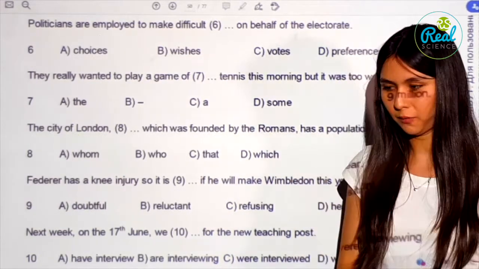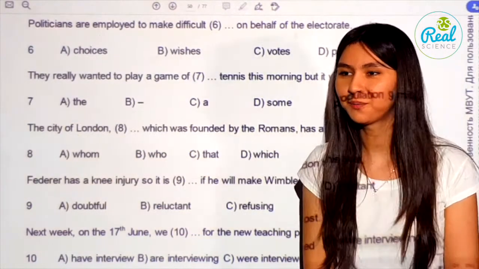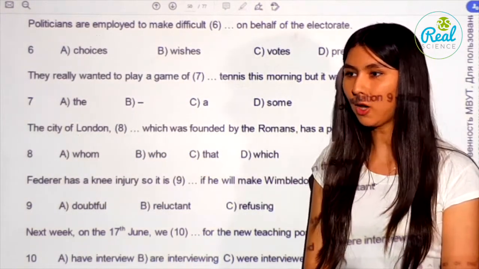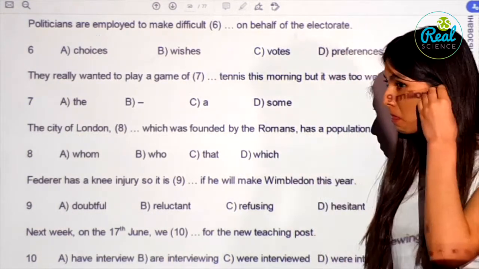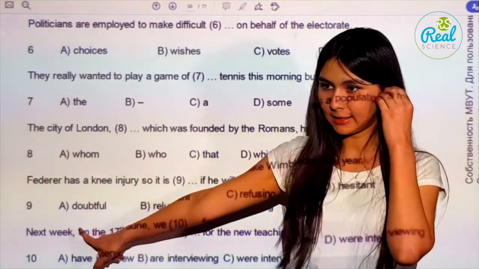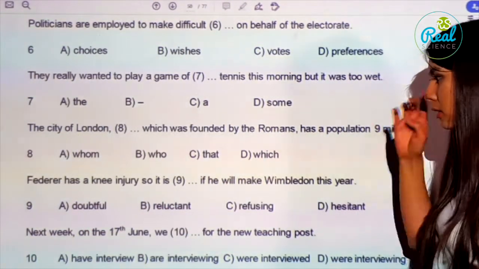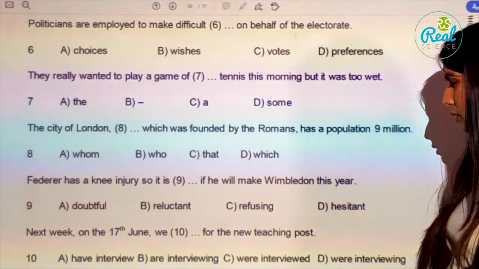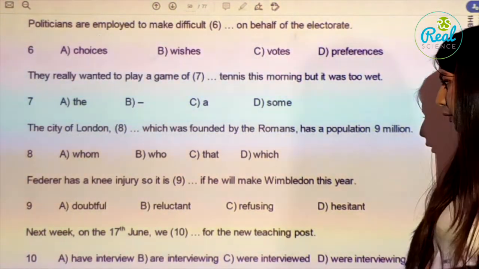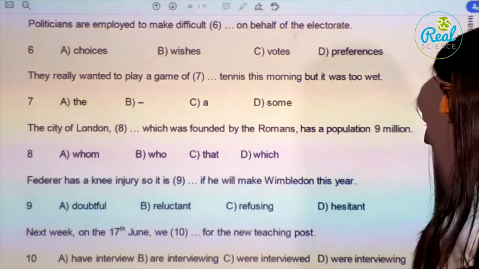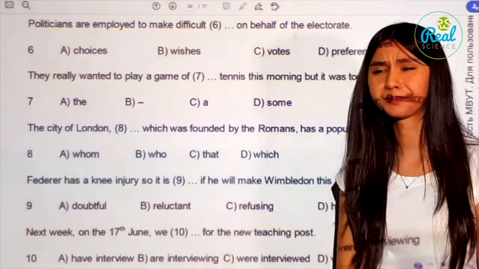Yes. Okay, good. So now let's look at the 8th one. Who wants to read? Sorry, number 9. Yes, Faizi. Federer has a knee injury, so it is doubtful if he will make Wimbledon this year. Nice, good. And 10?